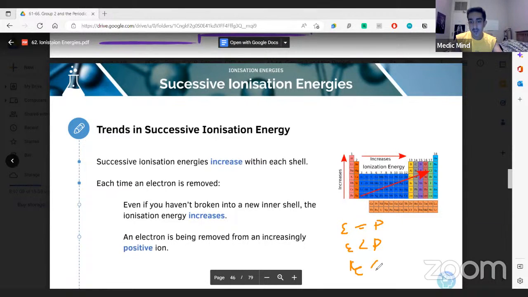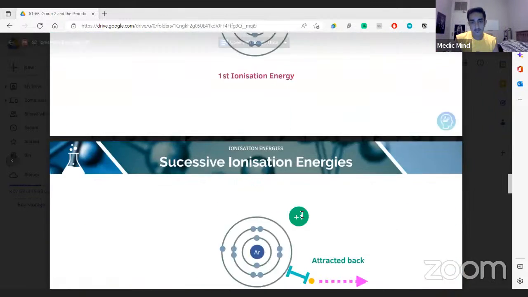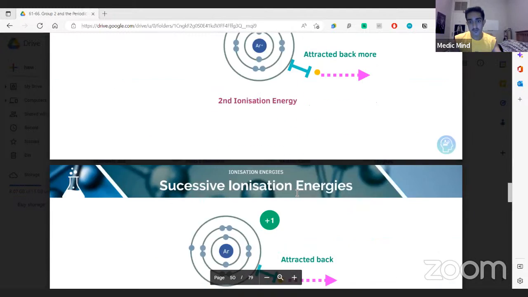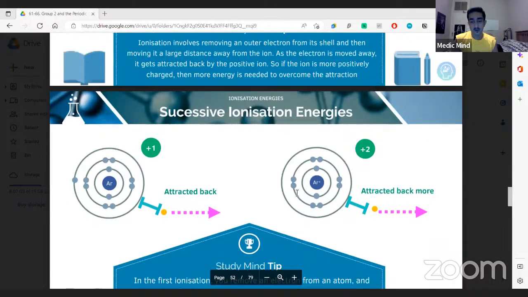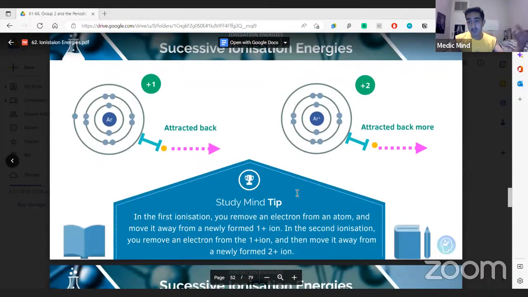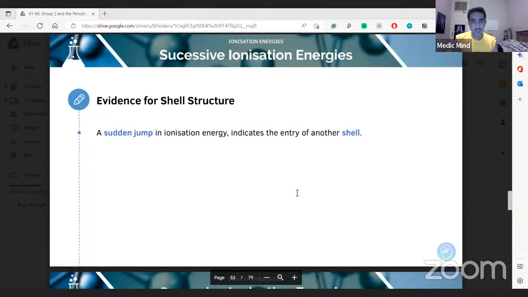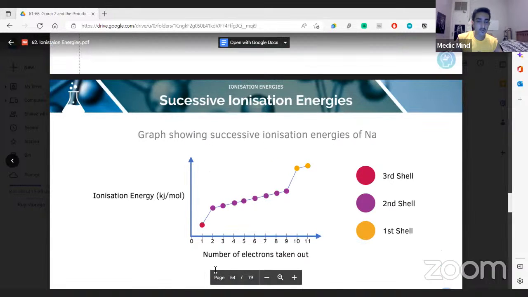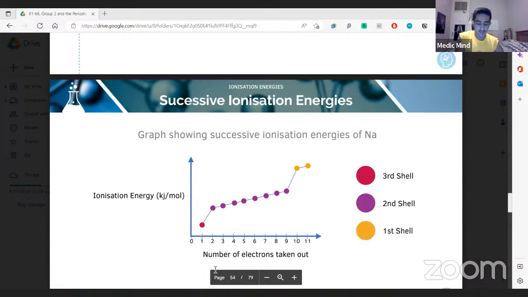And every time you keep taking away more electrons, even though the proton number is not increasing, the effect of the protons is going to be greater. It's just going to keep increasing and increasing. So your second ionization energy is always bigger than your first ionization energy. The big things that you're looking for are big jumps, which indicate that a new shell has been broken into. So as you can see here, can someone identify which group this structure is in?